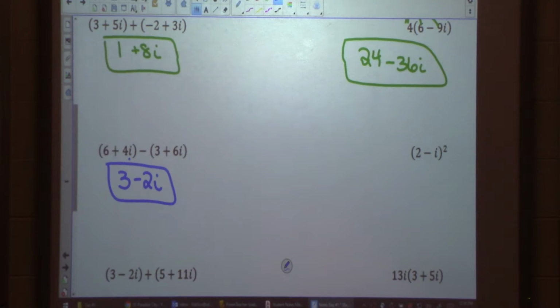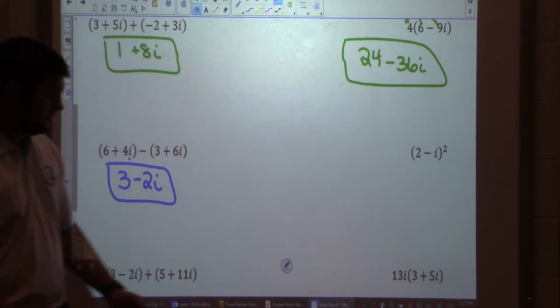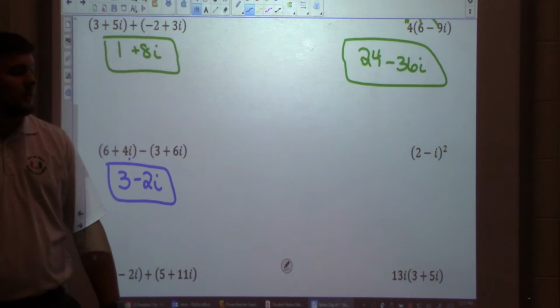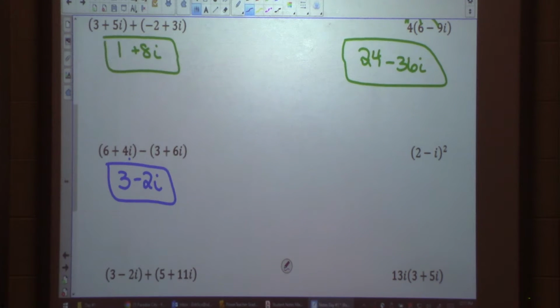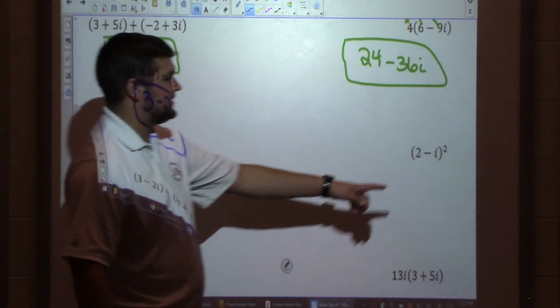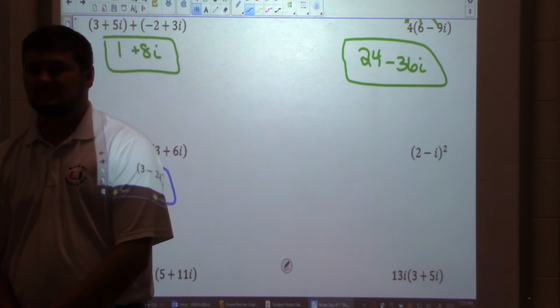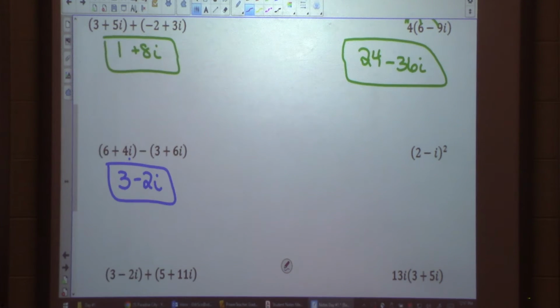The next one's my favorite one of the whole day. Kind of like the one below it. How do I do it? 2 minus i, all squared. What do you think? Just distribute that squared? Can I just distribute this squared to both these pieces? Absolutely not. If you do that on tests, I'll throw your test away.